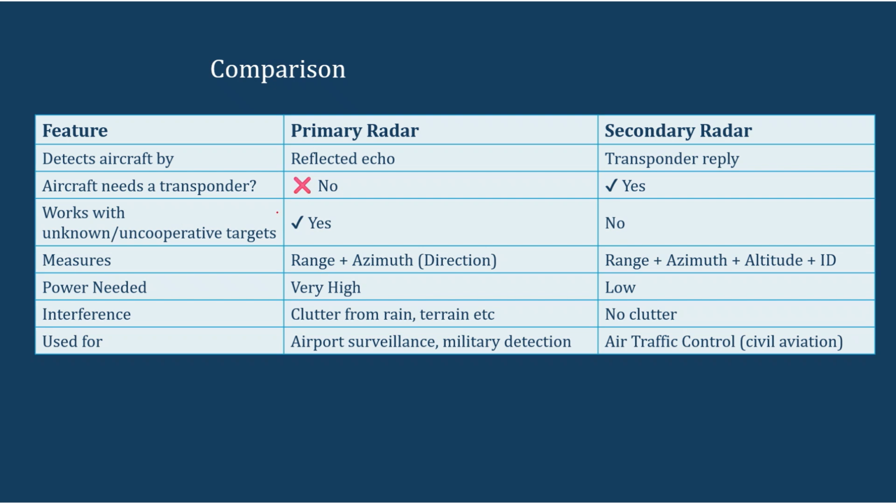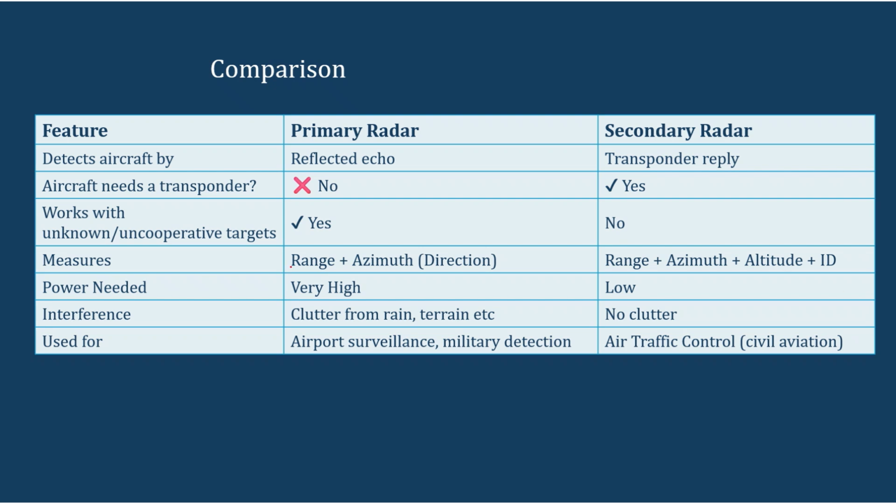The primary radar works with unknown or uncooperative targets because it works on the reflected power, so it will receive reflected power from any targets. Whatever it may be, friend or enemy, it will receive the power from any reflections. But in case of the secondary radar, it only receives that coded information. It does not receive any reflections, only the coded information.